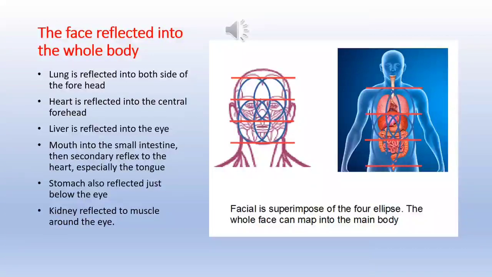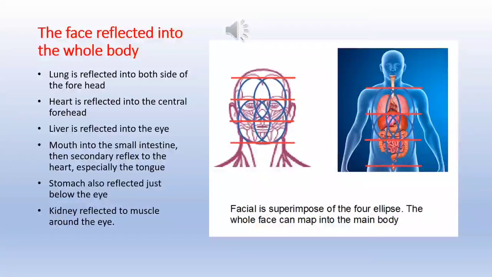Then the mouth and the small intestine. The small intestine is also reflected to the heart, so this is a secondary reflection. The mouth is reflected to the intestine, which is reflected to the heart. That's why the tongue inside the mouth, this is a secondary reflection, is reflected to the heart. That's why we say that the tongue and mouth are associated with the heart. Then the stomach is also reflected just below the eye. That's why when the lower part of the eye is swollen, you say there's something wrong, a weakness in the stomach.